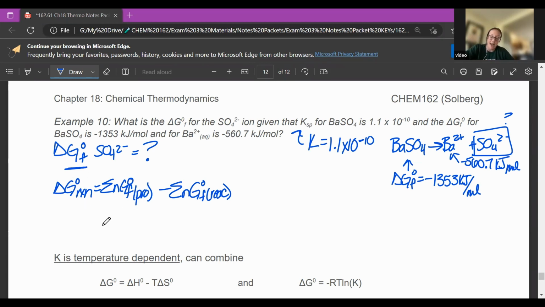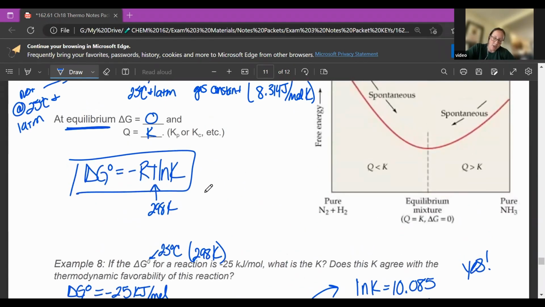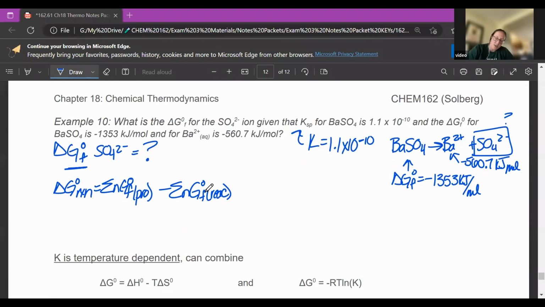So delta G naught of a reaction is equal to the sum of the G naught of the products minus the G naught of the reactants. All right, so I know I have to use this equation. I'm going to keep reading and pulling stuff out. I have a K value, Ksp specifically. So if it's Ksp, I went ahead and wrote the equation for the Ksp for this guy, BaSO4, which is 1.1 times 10 to the negative 10th. Well, I have a K value. Now the only thing I have that relates delta G and K is this equation, so I know I'm going to need that one too. So delta G naught equals negative RT ln K. All right, I know I need that.